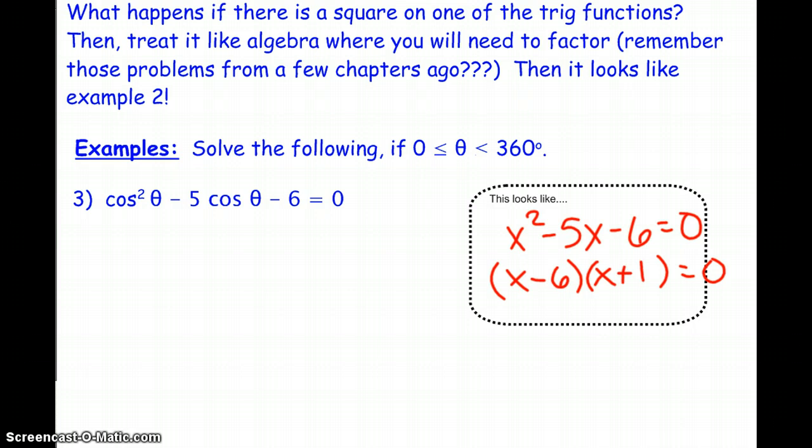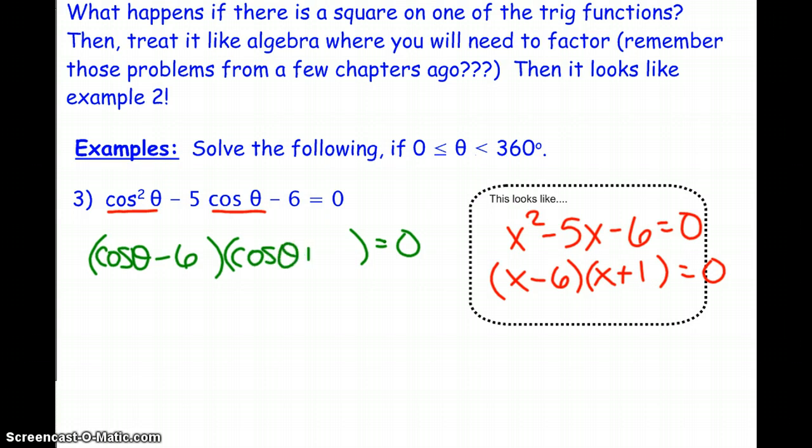Same idea when we're doing trig, except instead of an x, I have a cosine of theta. Think about that cosine of theta as your x variable. So I want to go ahead and factor this. Set it equal to 0. Well, it's going to break down the same way my algebraic one did, except instead of an x, I'm going to plug in a cosine. So cosine of theta minus 6, cosine of theta plus 1.